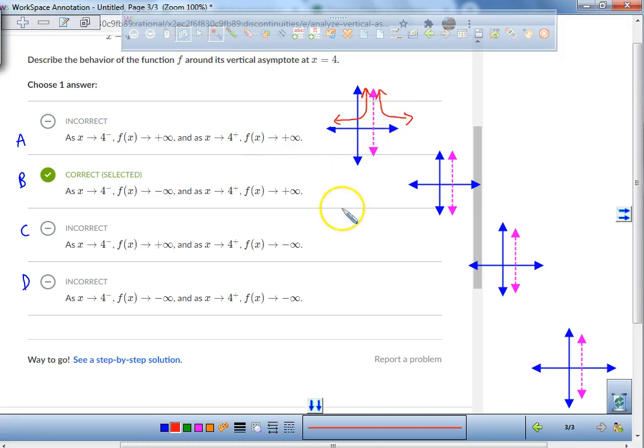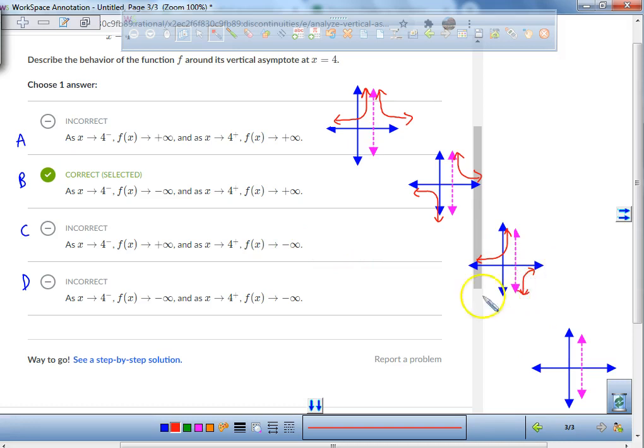We already know what B is, right? As x approaches 4 from the left, it goes to negative infinity. So our graph could look like this, and the other one looks like this. So there's answer choice B. Next, as x approaches 4 from the left, f of x approaches positive infinity. So the graph on this side is going to go up. And as x approaches 4 from the right, f of x goes to negative infinity. This graph is going to go down towards the asymptote.